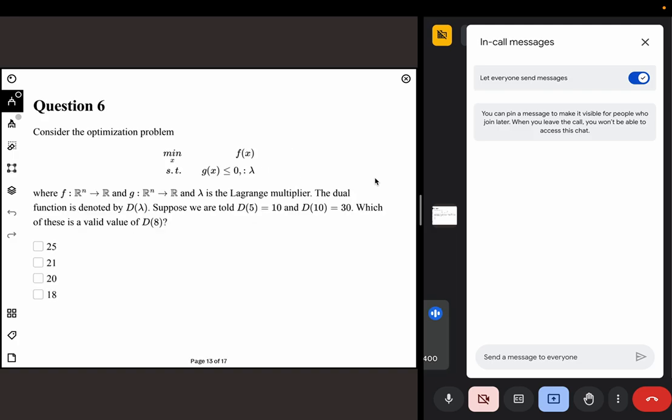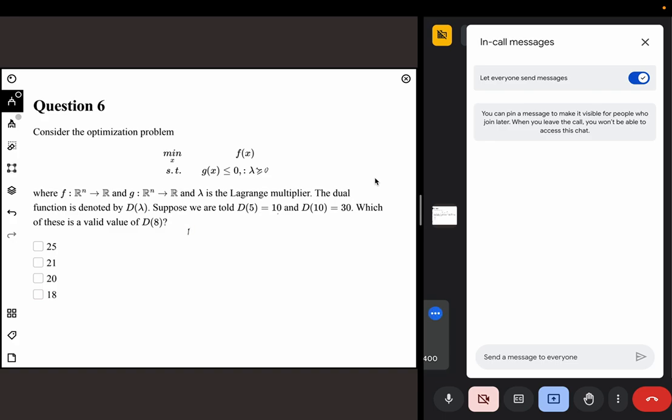Let's take this problem where you have again the same thing. We have f of x with g of x less than or equal to 0, and then we have defined lambda greater than or equal to 0 as the Lagrange multiplier. The dual function is denoted by d of lambda. Suppose we are told that d of 5 is 10 and d of 10 is 30. Which of these is a valid value for d of 8? When you are given problems like this, all we have to do is use the logic of concavity that we have defined previously.